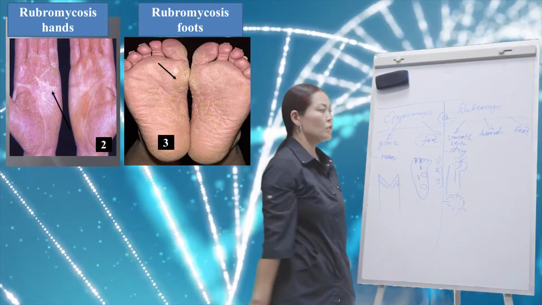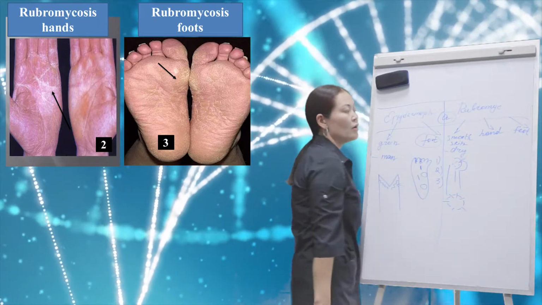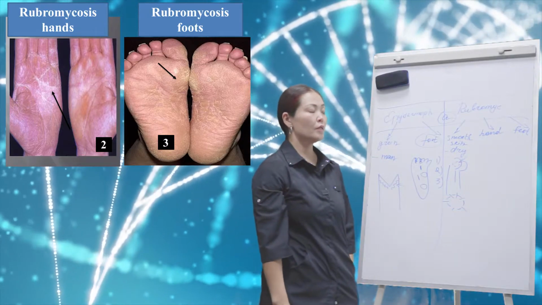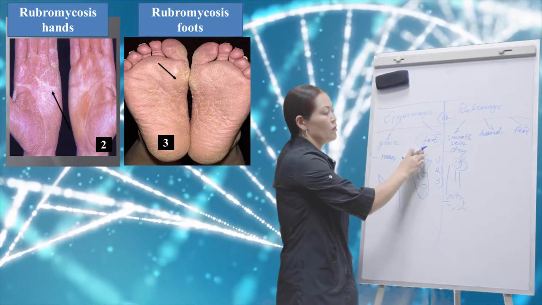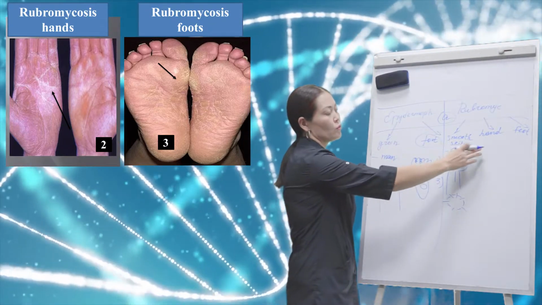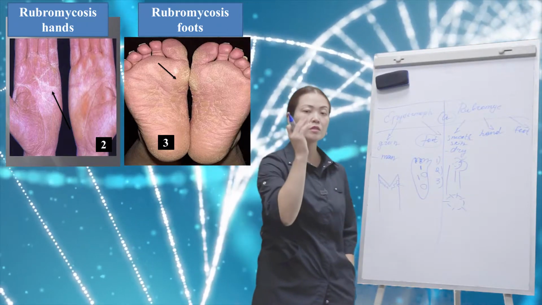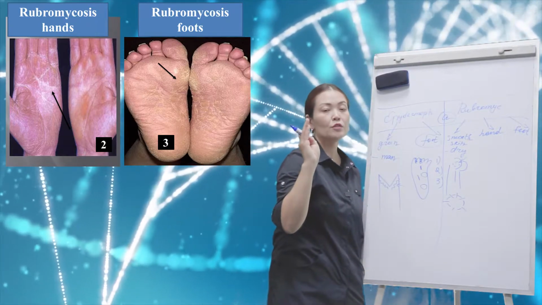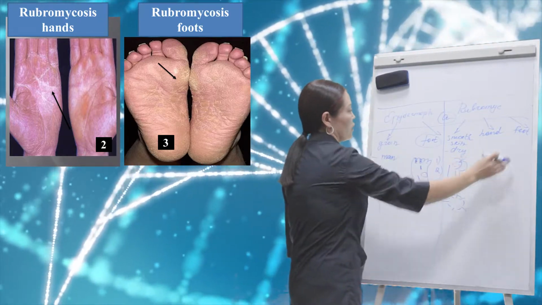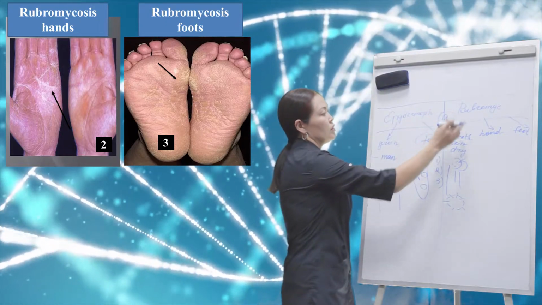Also, rubromycosis can be located in our hands and in our foot region. The clinical picture in this situation will be very close to foot epidermophytosis. It means that first of all, the patient will see small whitish peeling between the fingers. Then fissures can be present in this region, then even bullae. How can you do the differential diagnosis between these two diseases?